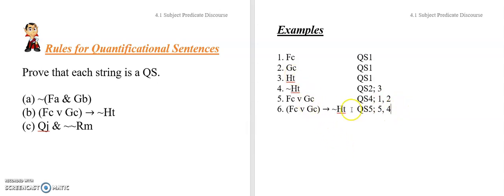Okay, and that's QED. This whole thing here demonstrates that this is in fact a quantificational sentence, because you can derive it from the rules QS1 through QS7, and those are the things that by definition are the quantificational sentences. All right, last one. Try this one.